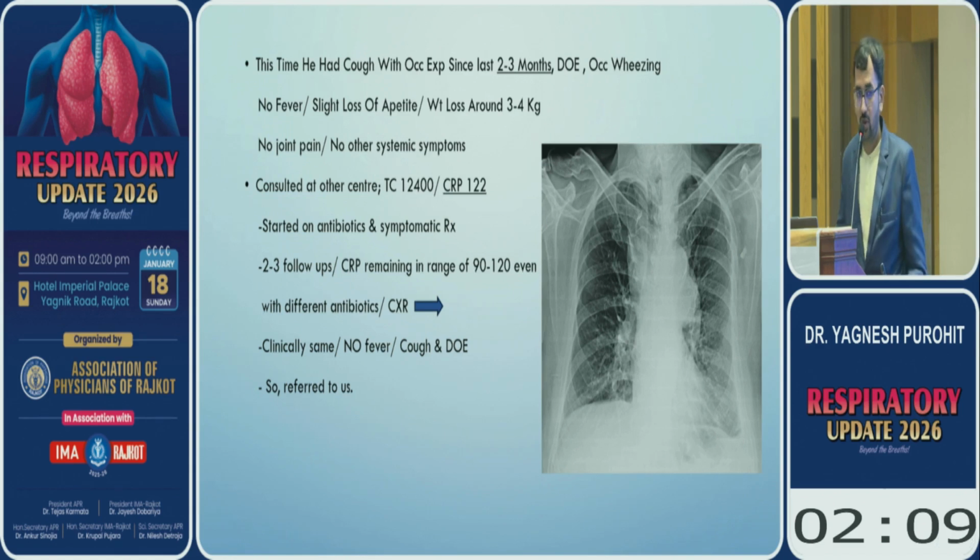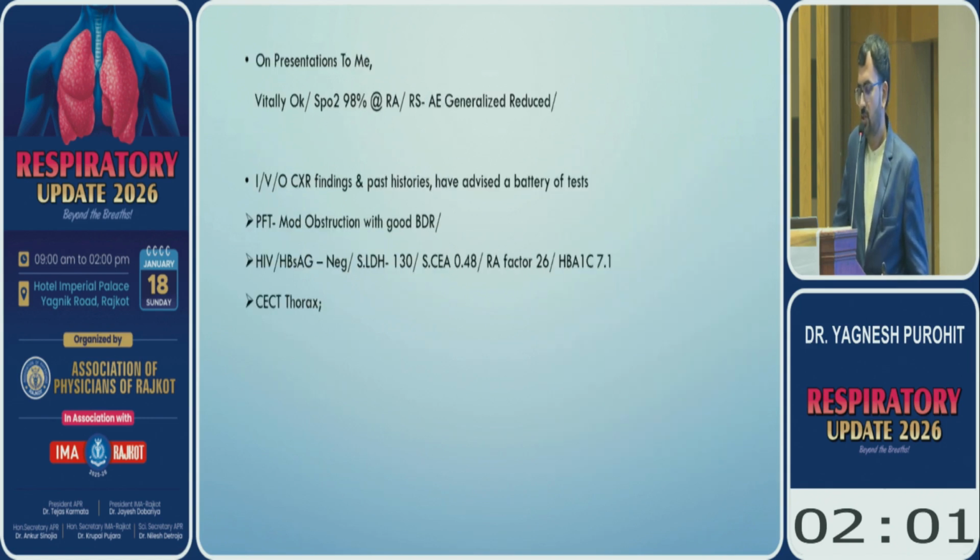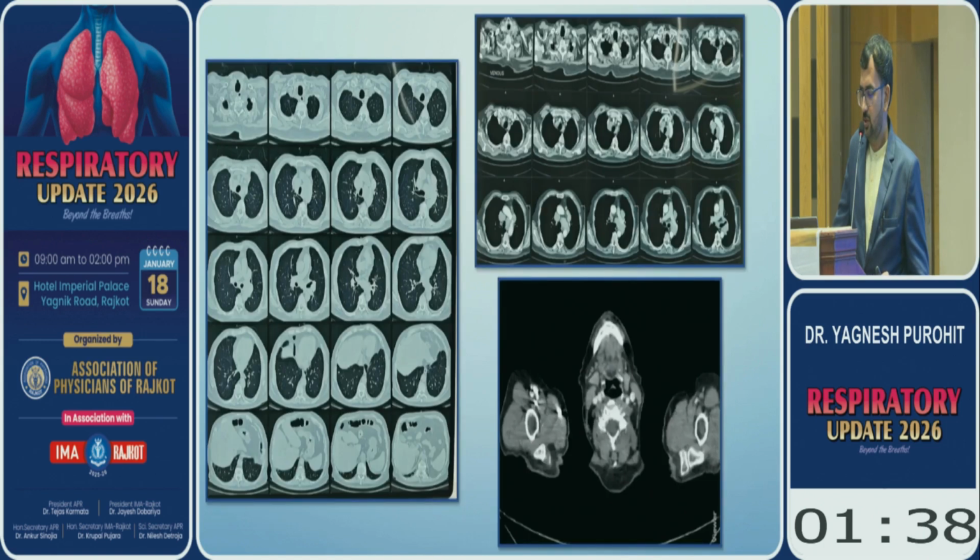His X-ray was showing slight mediastinal widening. He was not improving in lab reports and clinically, so he was referred to us. On presentation to me, he was vitally okay, saturation was normal, ART was generalized, so I did a few tests. PFT was showing moderate obstruction with good reversibility. LDH was 130, CE was normal, RA factor was a bit positive, HbA1c was 7.1, so it was also not much worsened, and I did the CECT thorax.